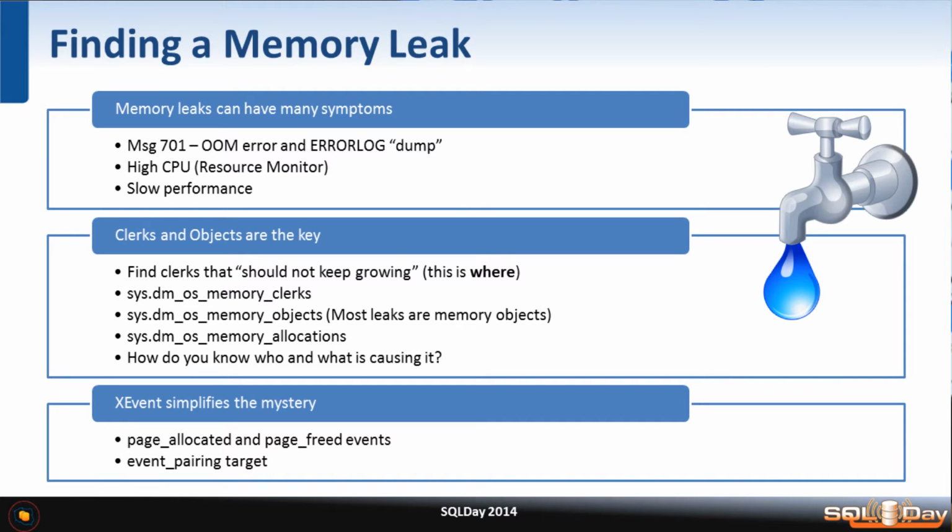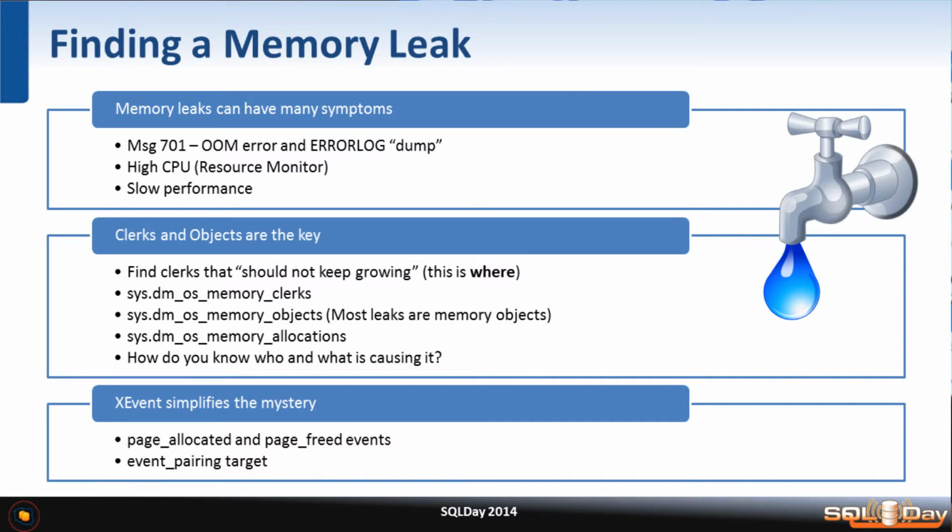When I think about looking at memory leaks, I always look at these memory clerks, and find out ones that shouldn't grow. For example, buffer pool doesn't normally have a leak, so it's going to grow over time, and then maybe shrink back as you hit targets, but that's not one to really focus on. You might look at these DMVs: memory clerks, even memory objects, and memory allocations, although this one's a little bit more advanced, requiring a trace flag. So how do you know who is using this memory and what could be causing it? Xevent has a way to help you do that.